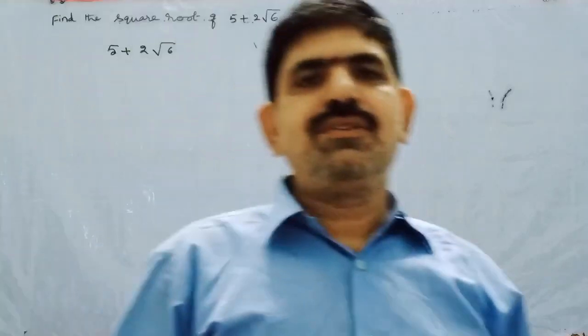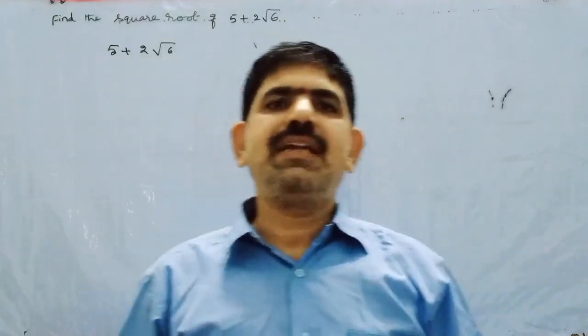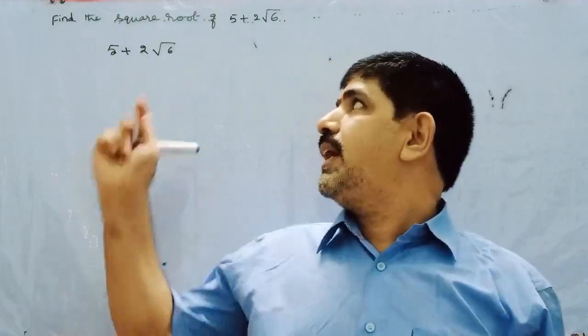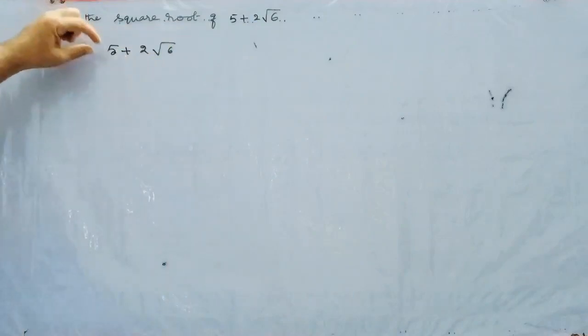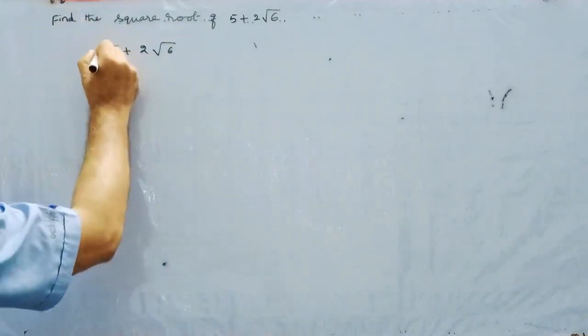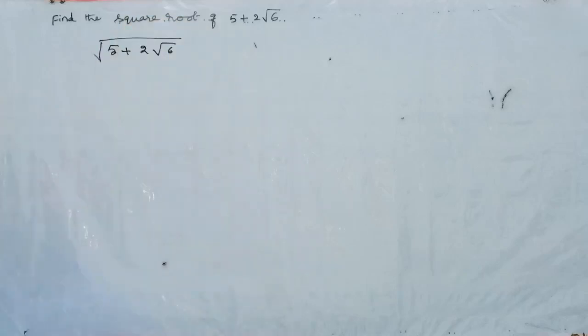Hello students, today we are going to learn some more problems on irrational numbers. Okay, so here, find the square root of 5 plus 2 root 6. Square root of 5 plus 2 root 6.